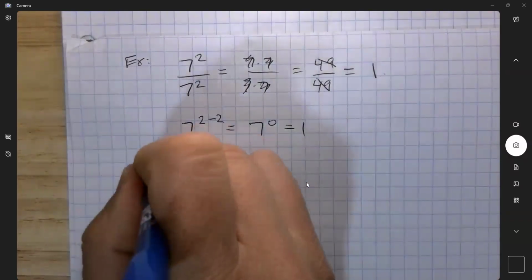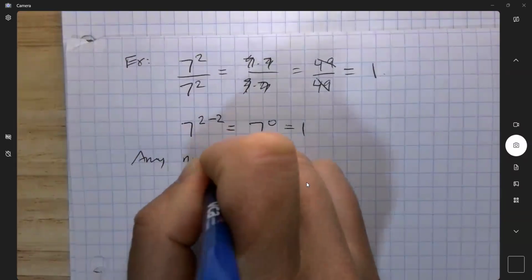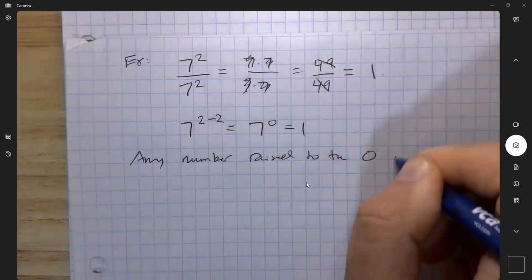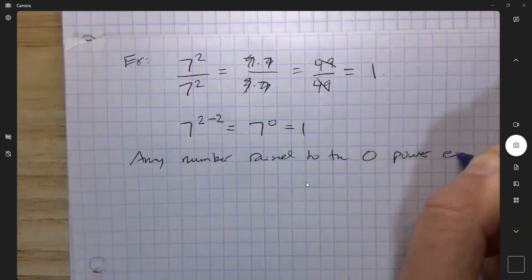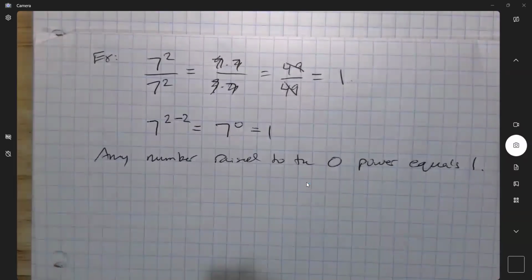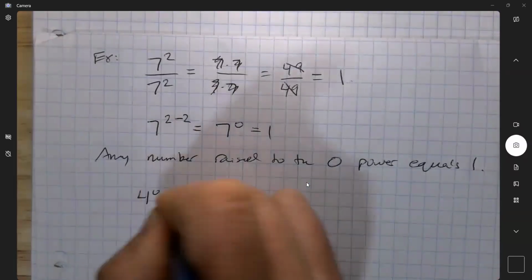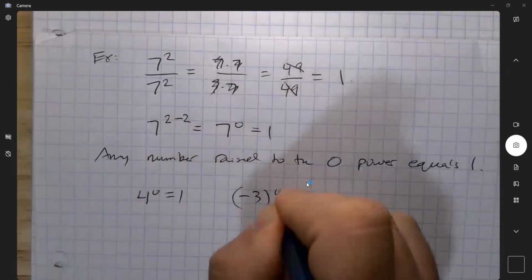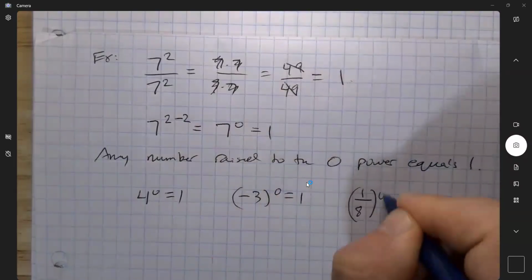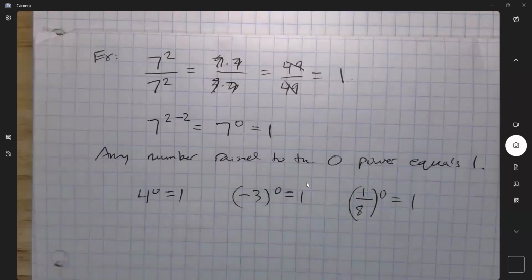Any number raised to the 0 power equals 1. 4 to the 0 equals 1. -3 to the 0 equals 1. 1 over 8 to the 0 equals 1. Any number raised to the 0 power equals 1.